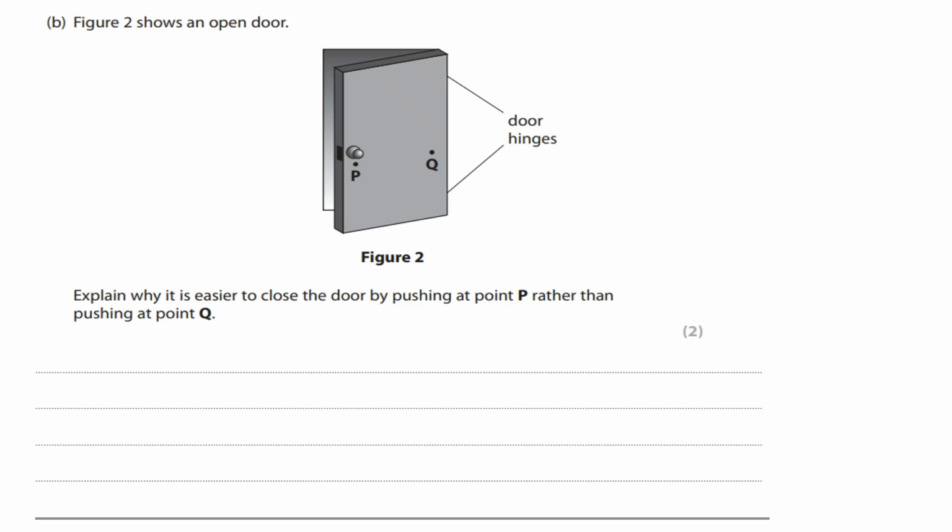So let's take a look at this question. It says, figure 2 shows an open door. Explain why it is easier to close the door by pushing at point P rather than pushing at point Q. So we have two points on the door, point P and point Q. Why is it going to be easier to close the door by pushing at point P rather than pushing at point Q? Now that is the question.